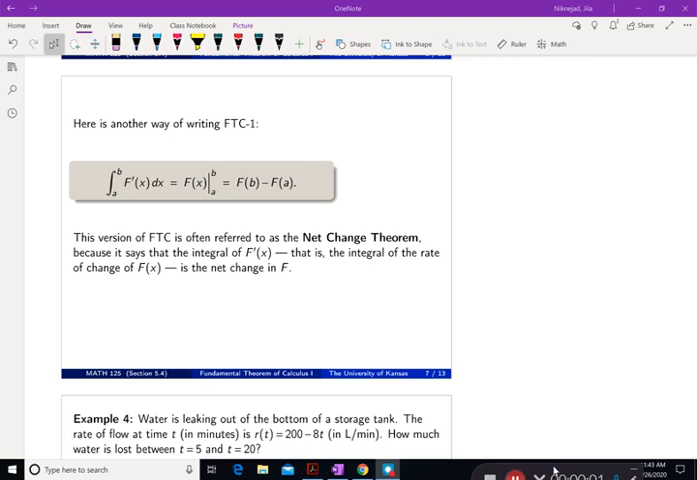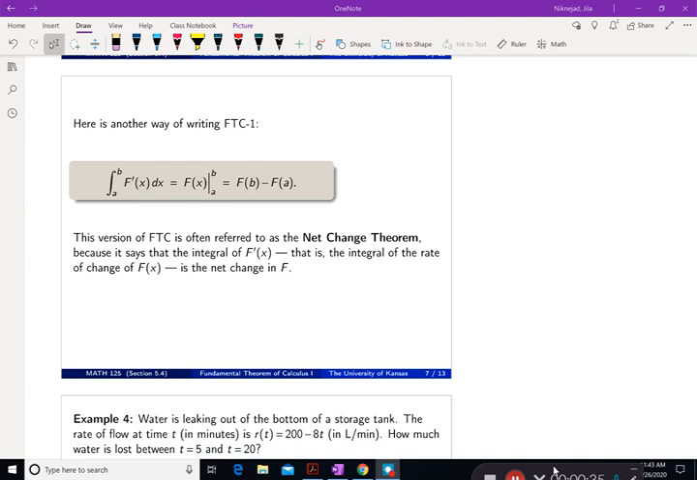We're continuing with section 5.4, and this time it's the net change theorem. So we're rewording fundamental theorem of calculus part 1 in this way: the integral from a to b of the derivative of capital F at x dx is equal to capital F at b minus capital F at a.